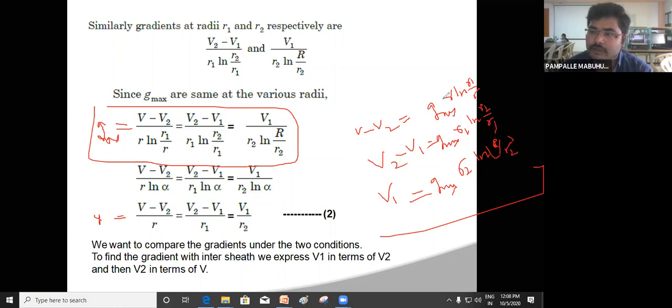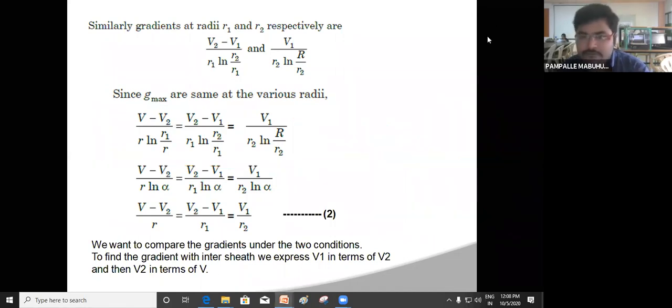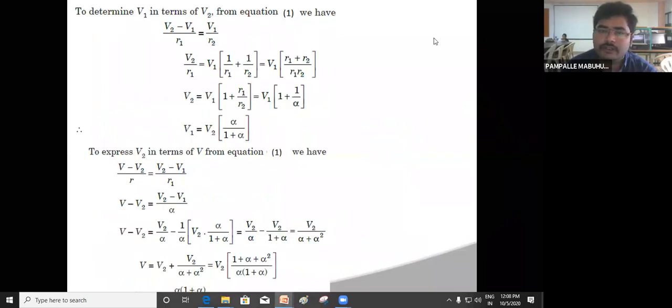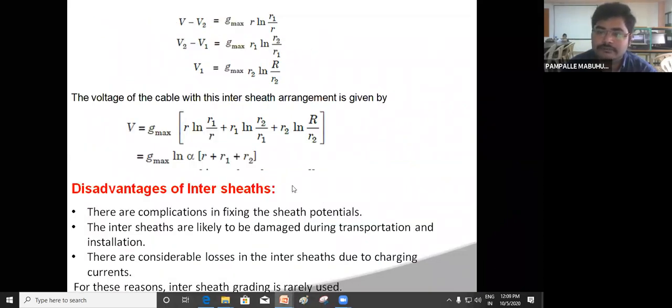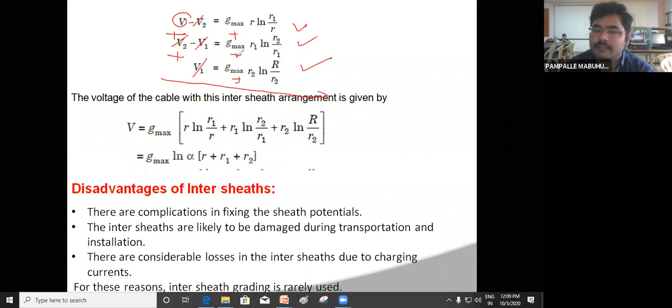When you sum all these three, you will get the operating voltage V. Here you are having minus V2, here plus V2, it will cancel. Here minus V1, plus V1 will cancel. You will be having only operating voltage V. In all these three terms, you are having Gmax as common, so you take Gmax as common. Then the remaining terms will be R into ln R1 by R plus R1 into ln R2 by R1 plus R2 into ln capital R by R2.